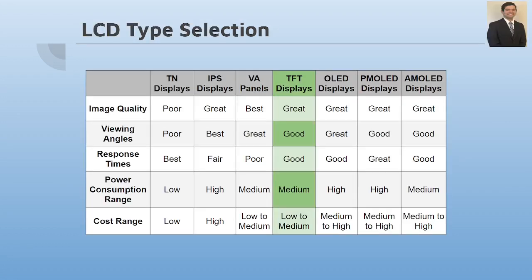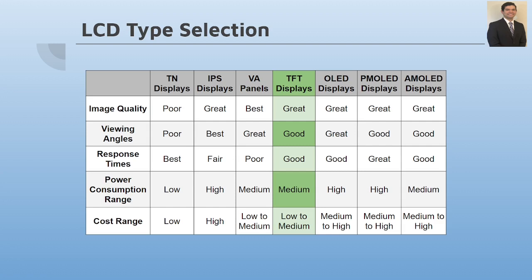For this project, we consider different types of displays and panels, which include the twisted nematic displays, in-plane switching panels, vertical alignment panels, thin-film transistor displays, and OLED displays. Our screen needs to be able to display text and a graph with high resolution and refresh rates, while providing the same display performance across different viewing angles.